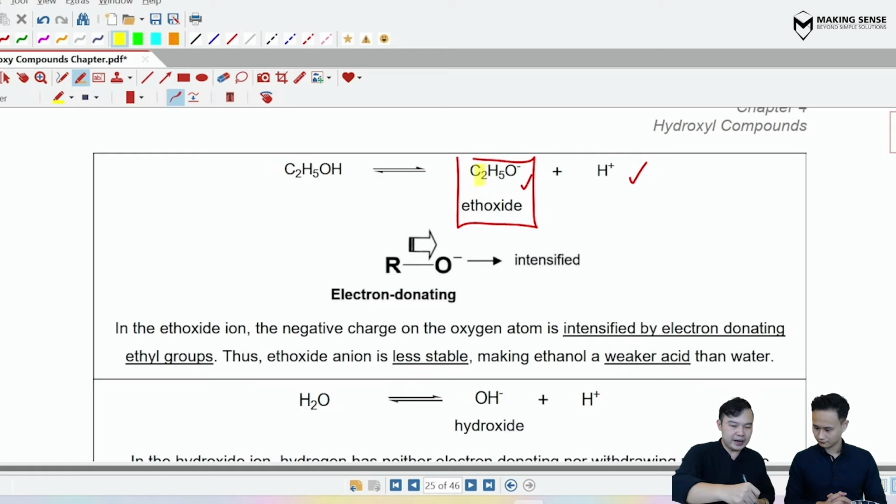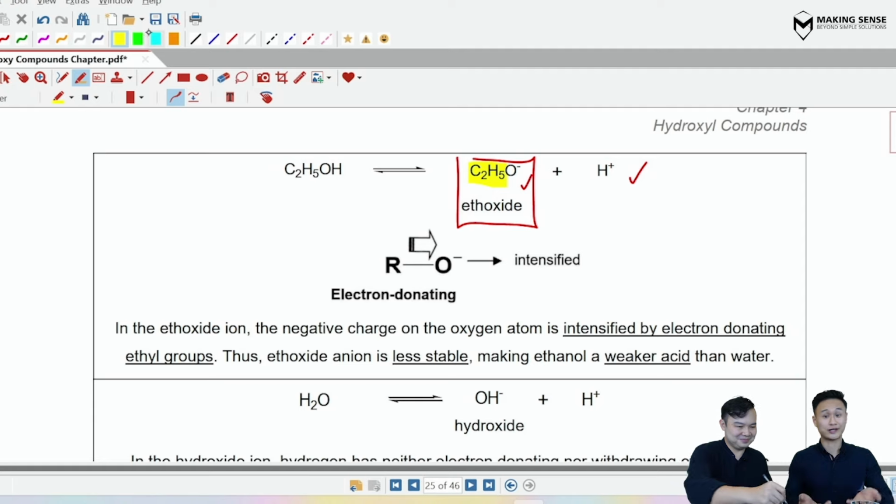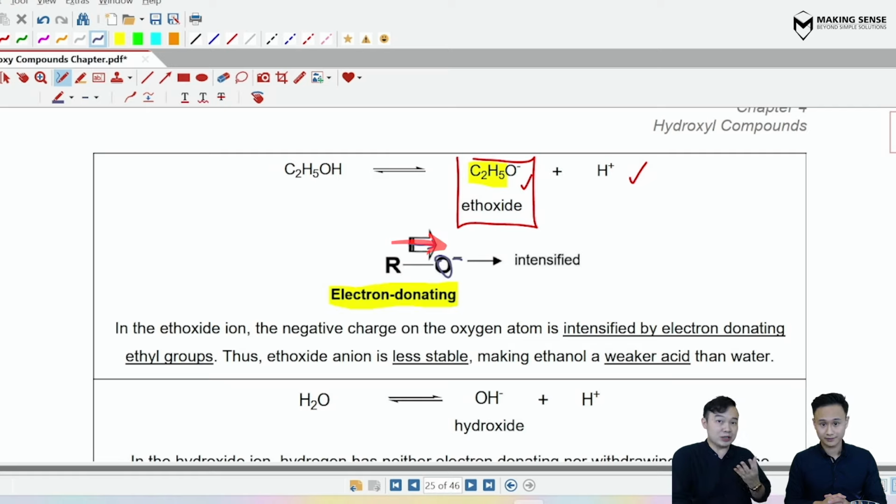Now, in this case, it's going to be a little bit special because when I zoom into the ethoxide ion, I do notice that there is going to be an alkyl group attached to the O-. And what kind of effect are alkyl groups going to exert, Mr. Tim? Alkyls are always electron donating. That's right. So it's electron donating, which means that the alkyl group is going to push electron density towards the O-. And can you tell me what's going to happen to the charge on the O-? This is horrible. Instead of dispersing it, we're actually giving electrons to it. We are intensifying this negative charge. Right. And as a consequence, is it going to stabilize or destabilize it? Definitely destabilize this.